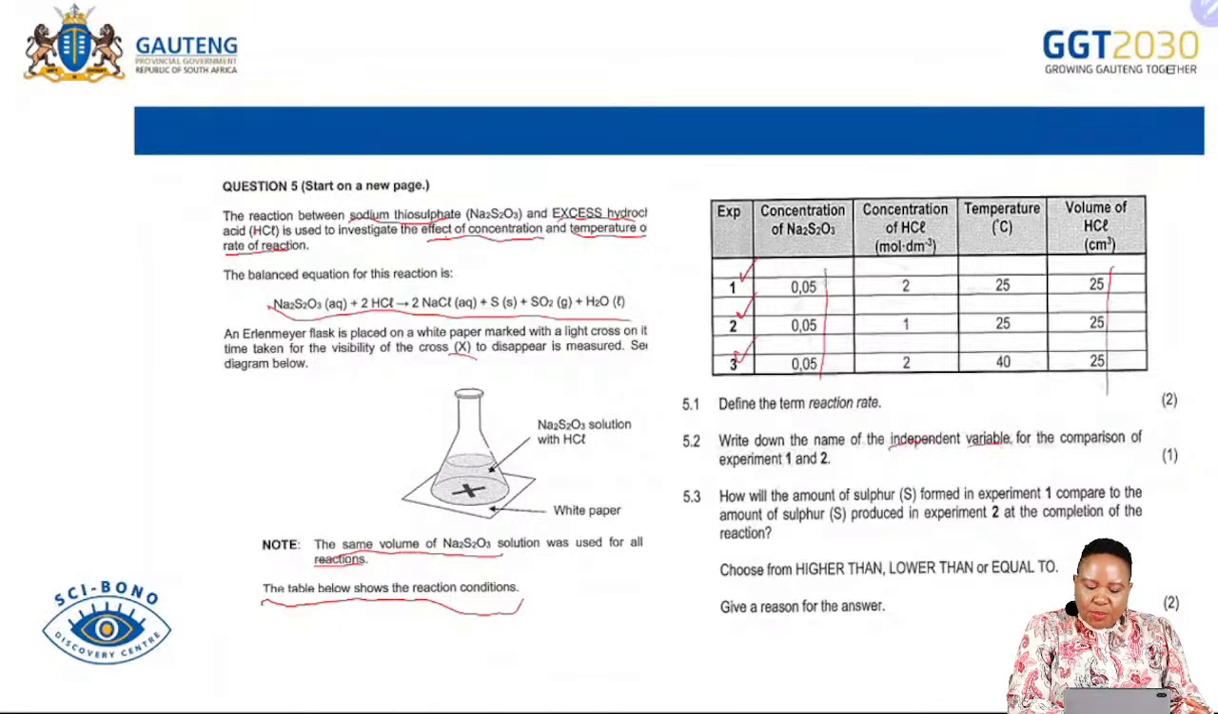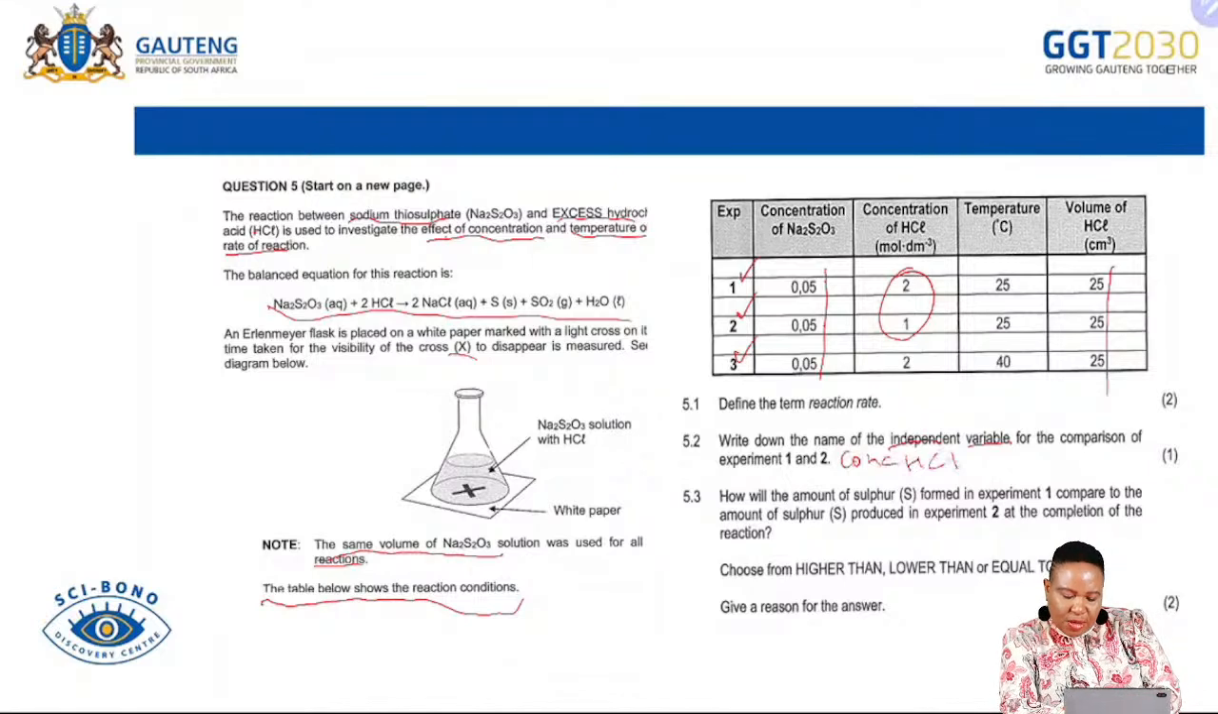So when we look at experiment number 1 and number 2, you can see that they have the same concentration of sodium thiosulfate, but they have different concentrations of HCl. They have the same temperature and they have the same volume. So the only thing that is different is the concentration of HCl. So our independent variable here is going to be what? The concentration of the HCl in the two experiments.